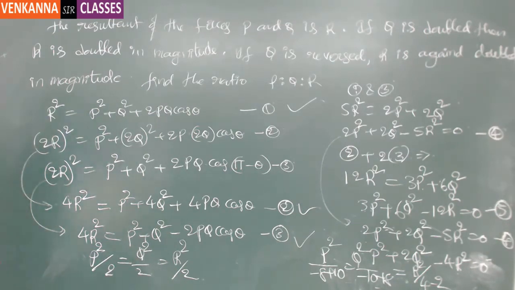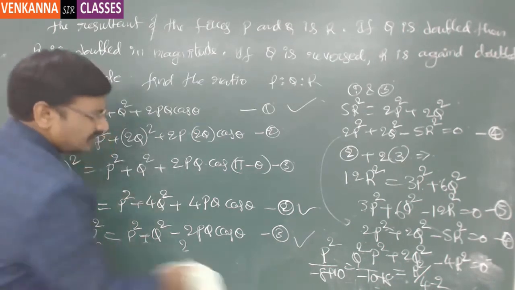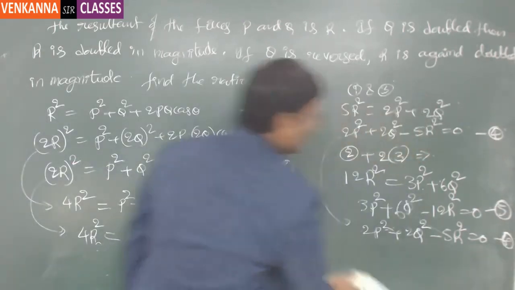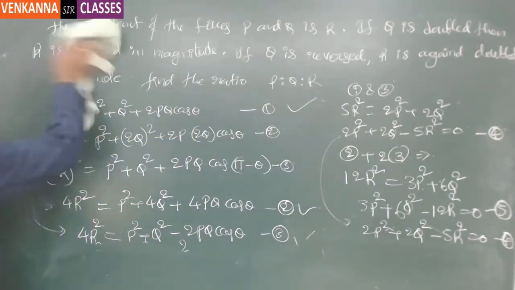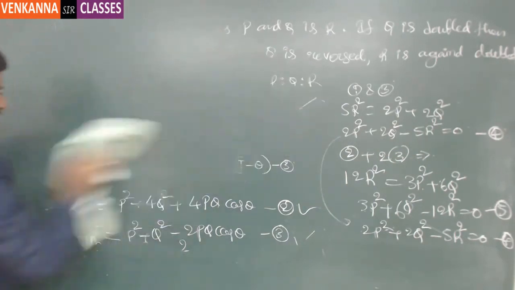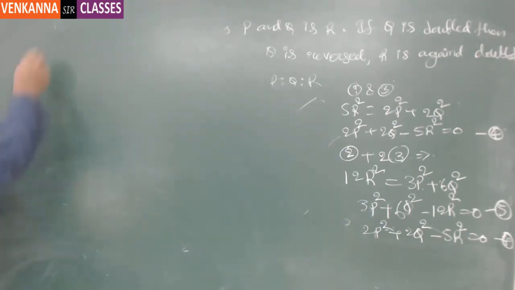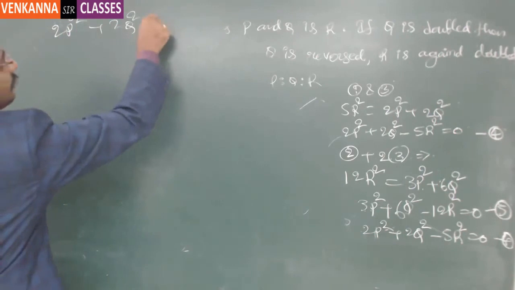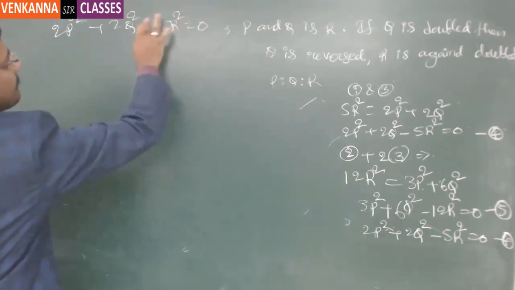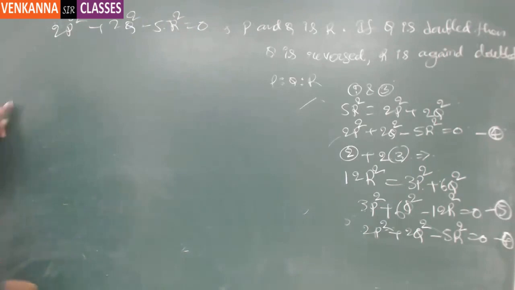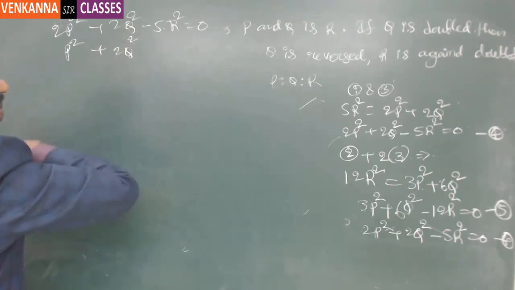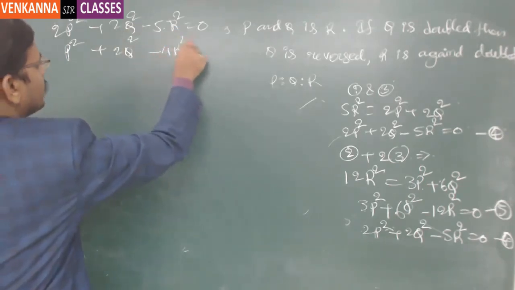Okay, so I'll erase this and redo from here. You note down till this point. I'll do it here. So these equations what we have got: one is 2p square plus 2q square minus 5r square equal to 0. This is equation number 1. And the second one is p square plus 2q square minus 4r square equal to 0.